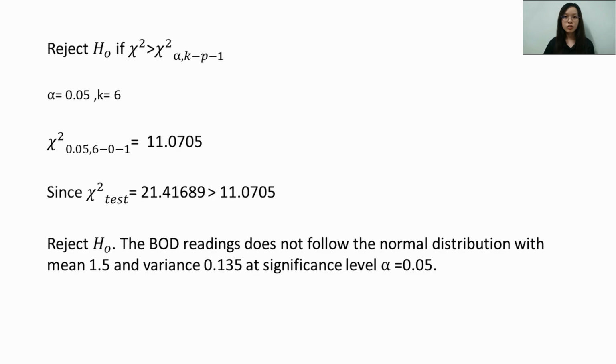So we can conclude the BOD reading does not follow the normal distribution with mean 1.5 and variance 0.135 at significance level alpha equal to 0.05.